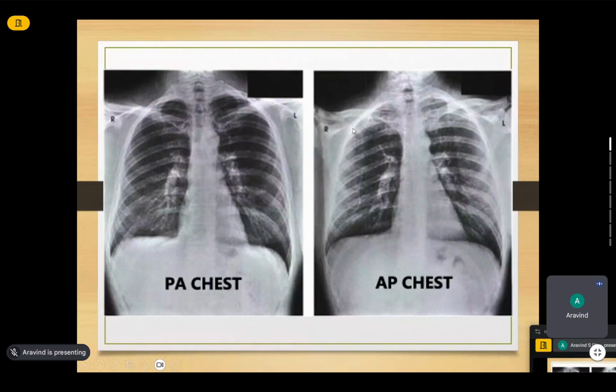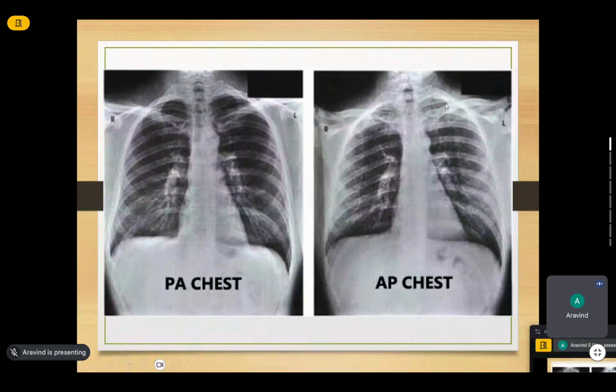In the AP view, you can appreciate the scapula within the lung field. So this is the lung field. You can see the scapula within the lung field. Then it is AP view. Another thing is that the heart seems to be enlarged. It is not true enlargement, but it is slightly zoomed. So to ensure whether it is AP view, you look for the scapula. If the scapula is visible within the lung field, it is AP view, and the heart would be slightly enlarged.